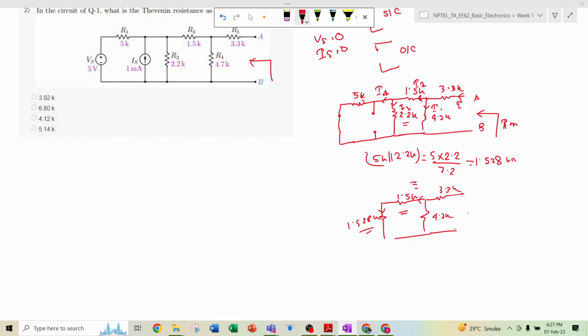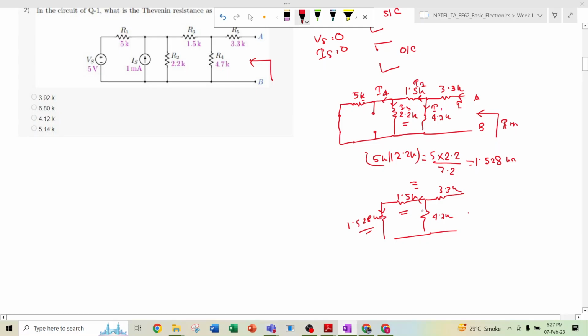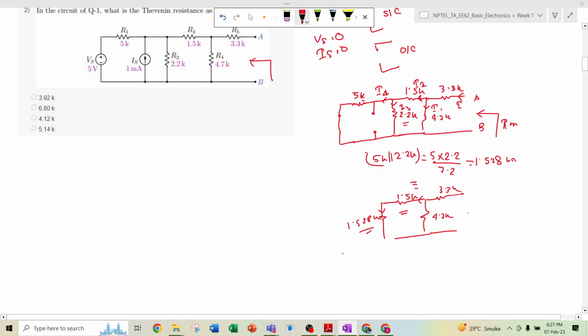Okay, so whatever current is flowing from this side, the same current will flow through this. So these two basically are in series. Series means that if the current flowing through the resistors is the same, then they come as series.